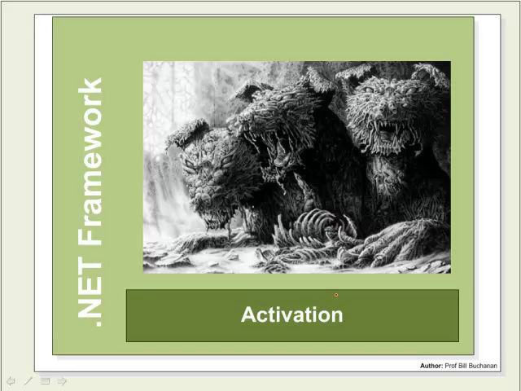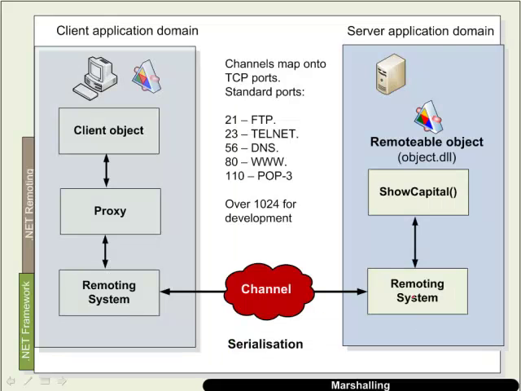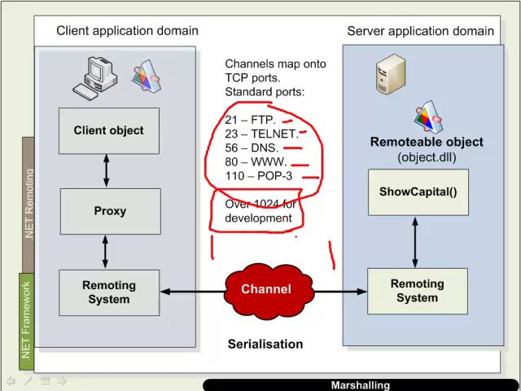So the next key principle that we have is the actual activation of the DLL. The DLL will sit dormant, and we need some method on the server to be able to activate and create the instance of the object. So we've seen that we can set up a channel, and that we set up our TCP ports. We need to avoid standard ports such as 21 for FTP, 23 for Telnet, Web, and so on. So we might use TCP ports over 1024 because these are typically not used for standard applications.